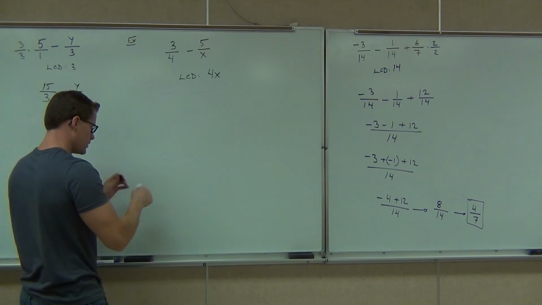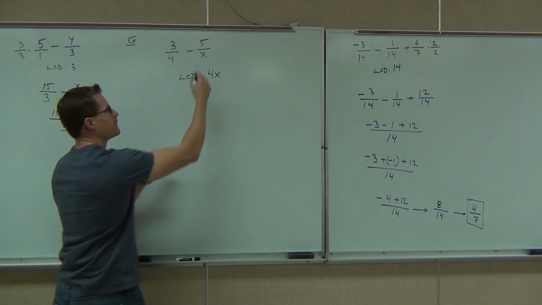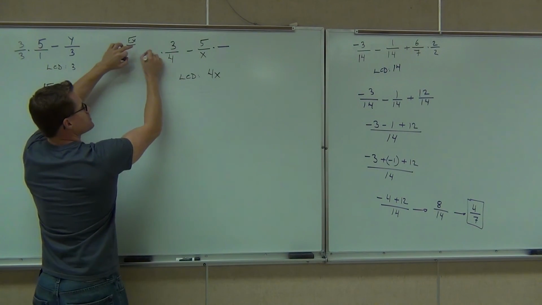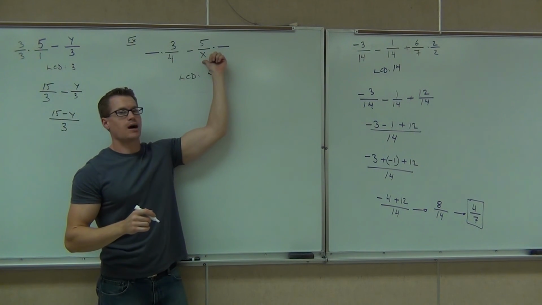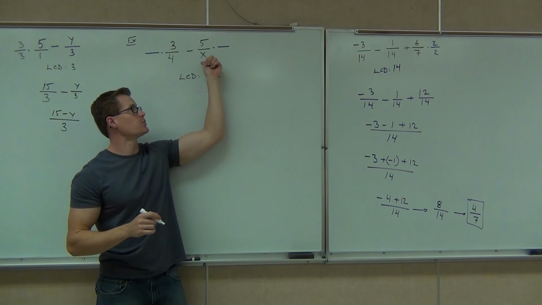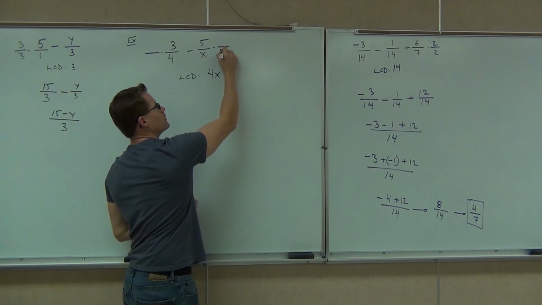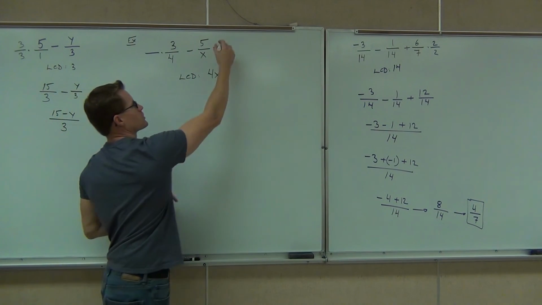See, we want 4x on the bottom, right? I don't have 4x on the bottom here, and I don't have 4x on the bottom here. Let's work on this fraction first. I have x, I want 4x. What do you need to multiply by to get 4x? 4. Is 4 times x equal to 4x? Okay, make sure it's on both the top and the bottom.